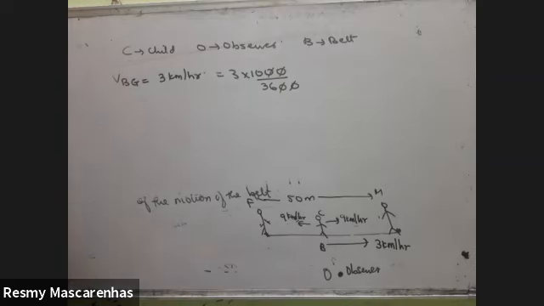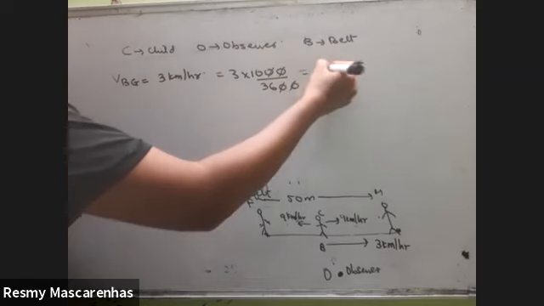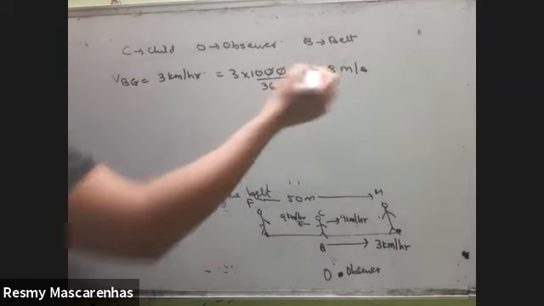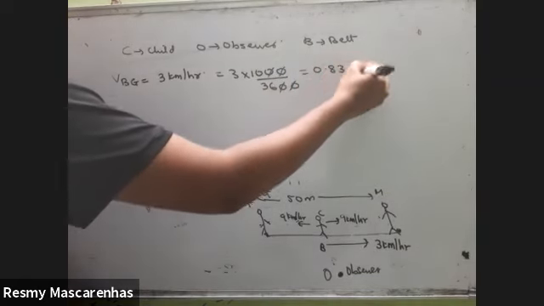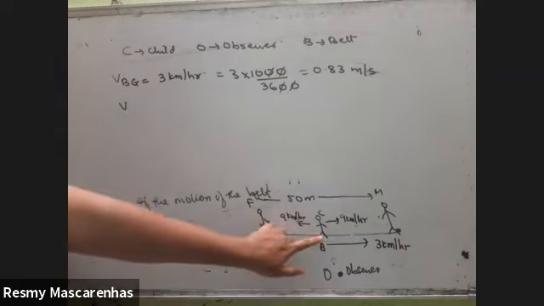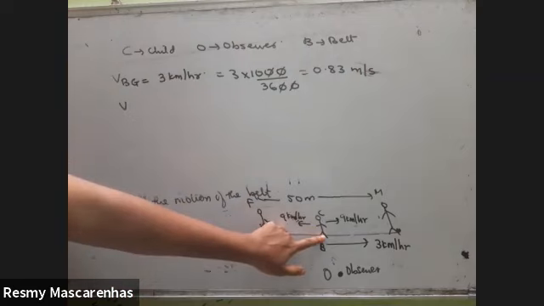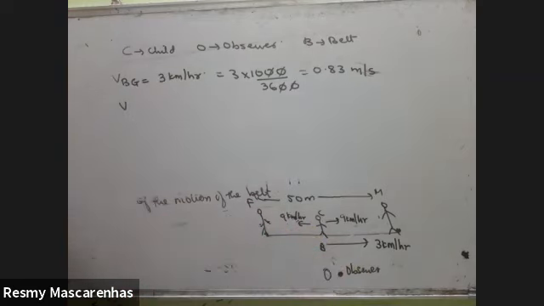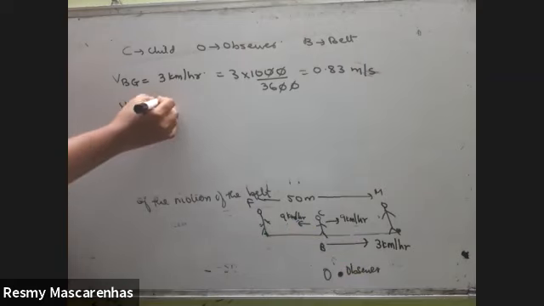So if you calculate this, you will get it as 0.83 meter per second. Then V, what has been given? Now this child, the child is not at rest on the belt. If the child was at a fixed position on the belt, he would take up this speed. So this would have been simple. Child with respect to ground would have been 3 kilometers.